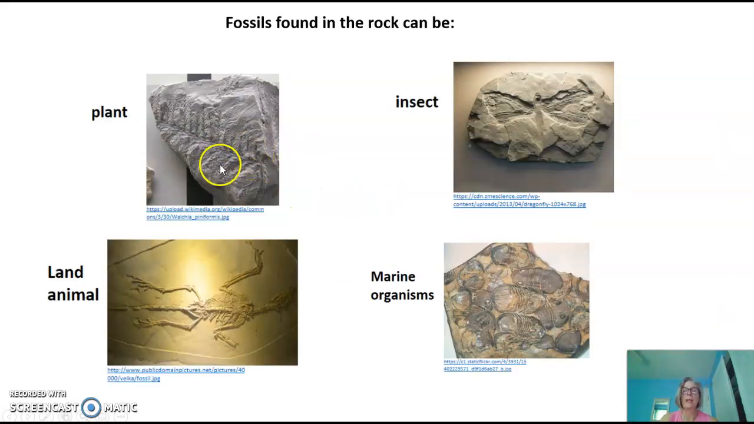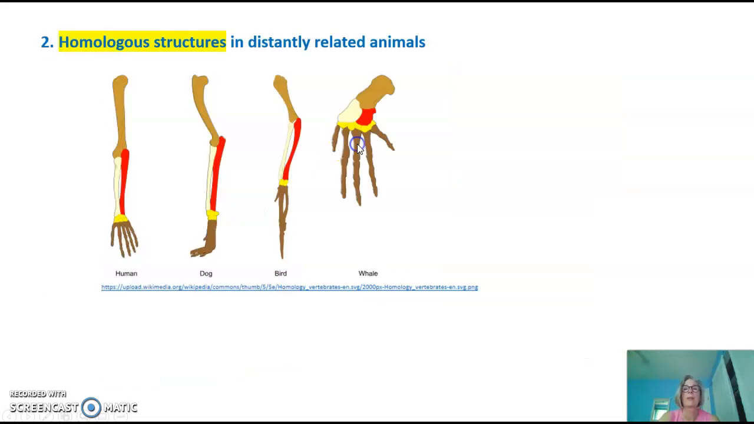Fossils found in the rock can be plants, they can be insects, they can be land animals, or they can be marine organisms. What you see in fossils are the hard structures. You don't see any of the soft tissue remaining in a fossil.